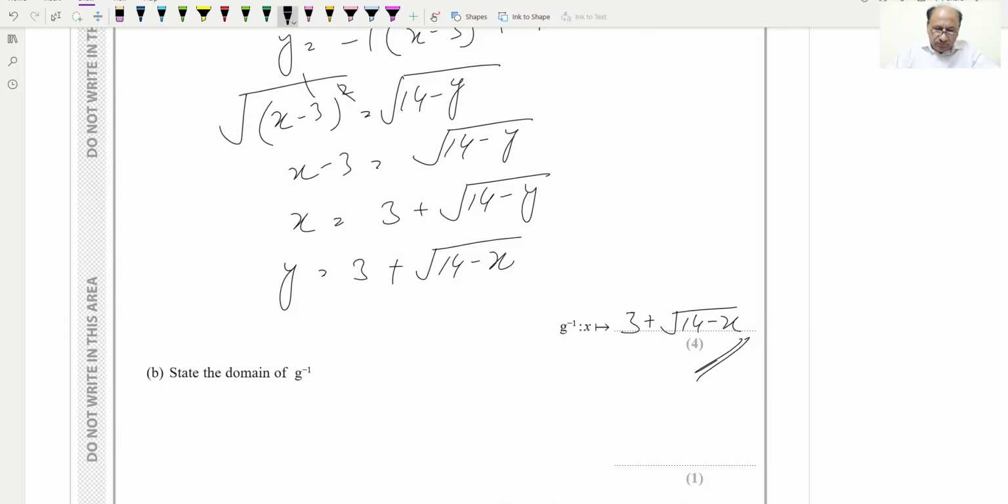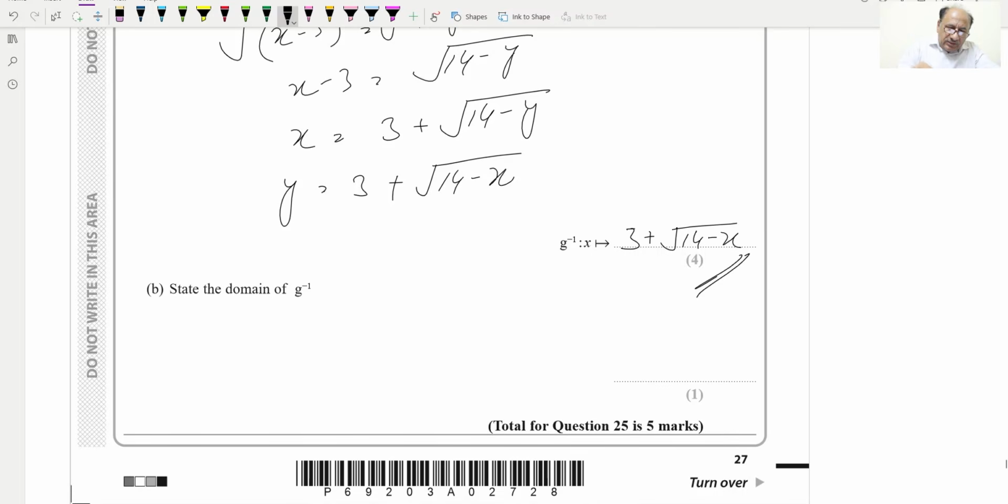Hopefully you understood this. Then they are saying to state the domain of g inverse, which will be x less than or equal to 14. Why? If x is more than 14, this will be a negative number, and we would be getting the square root of a negative, so that is not possible.